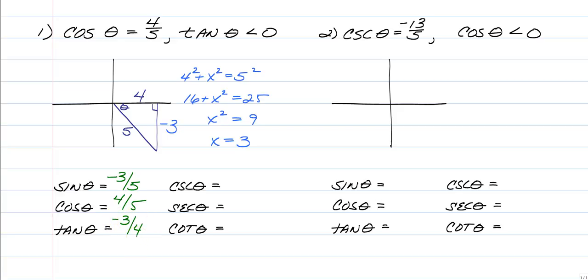And of course, our reciprocal functions, we just take the reciprocal. So this would be a negative 5/3. This would be a 5/4, and this would be a negative 4/3. Yep, that's all you had to do. It's really simple to do.